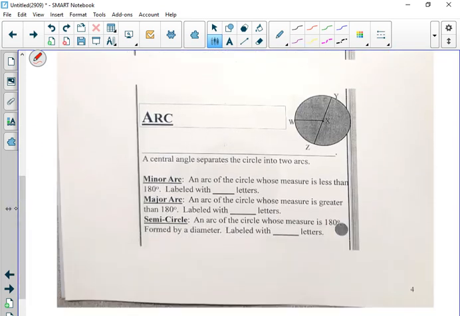All right, now an arc. It is the portion of the exterior of the circle.